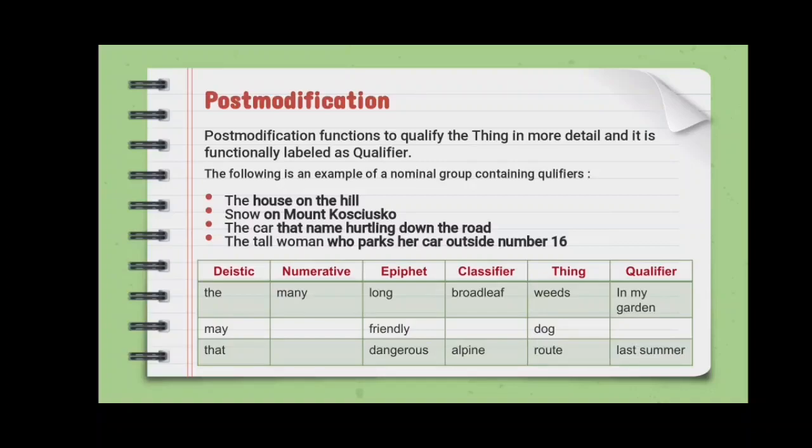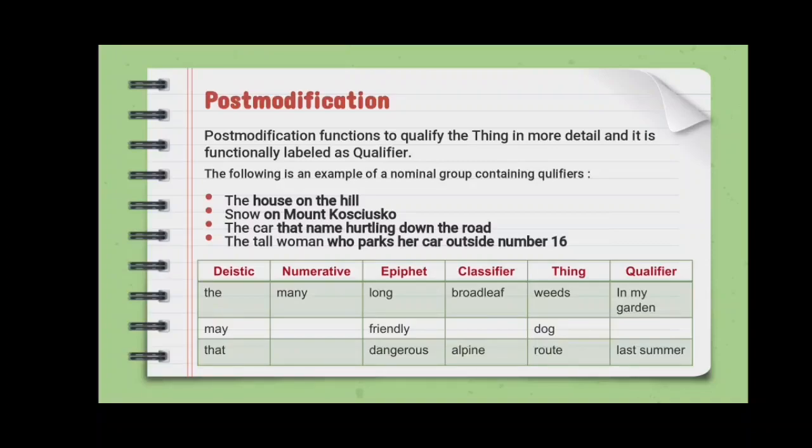The second, snow on Mount Kosciuszko. And the third, the car that came hurtling down the road. And the last one is the tall woman who parks her car outside number 16. Note, qualifiers are in bold type.